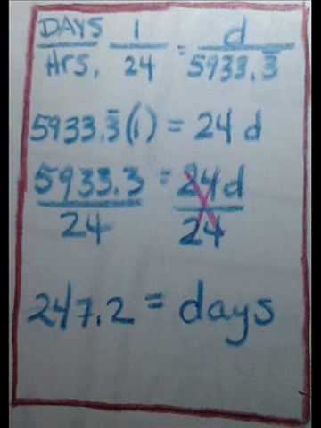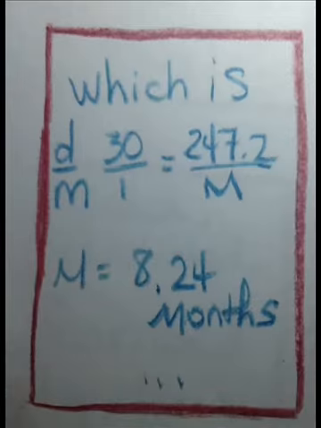I guess that wasn't my last proportion after all. I'm going to need one more. Leo, wait. Okay, so I'm setting up days to months. 30 days in 1 month will come out, let's see, that's 247 and 2/10 days, how many months I need. So I'm going to put an M. Okay, I work it out. I find out I have a little over 8 months.